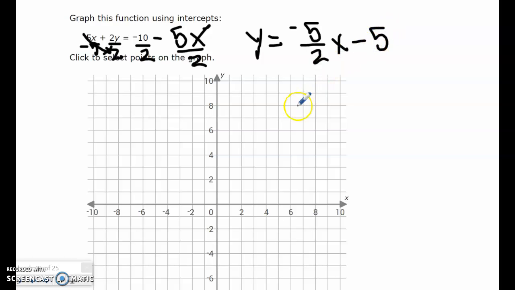And once again, I could graph that. I could go down here, put a dot at negative 5 on the y-intercept, and then go down 5 over 2, or up 5 and back 2, and that would work. Or I can use Desmos again. I can go over to Desmos and type in this equation, 5x plus 2y equals negative 10.